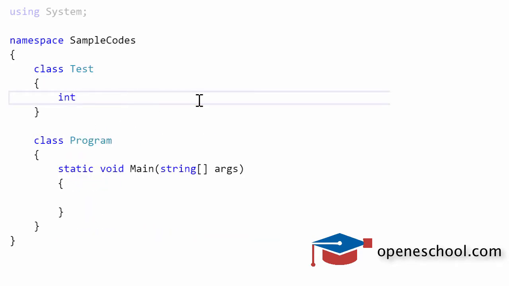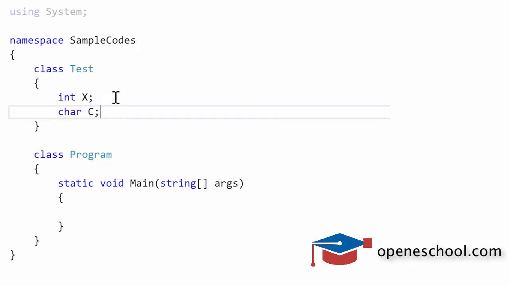If we simply write int x and a semicolon, what we have done is created a data member of the type integer with the name x inside the test class. If I write char c, we have created a second data member in the test class. The type of this data member is character and the name of this data member is c.